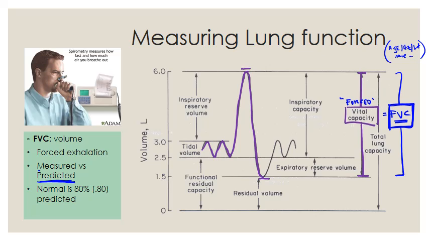So then what we can do is take that predicted number and compare it with what we've measured in somebody when somebody takes in that deep breath and then exhales as much as possible. And we say if that measured number is 80% of that predicted number, then we say that this is normal. However, if that FVC is less than 80%, then this is suggestive of, but not diagnostic of, a restrictive lung disease.